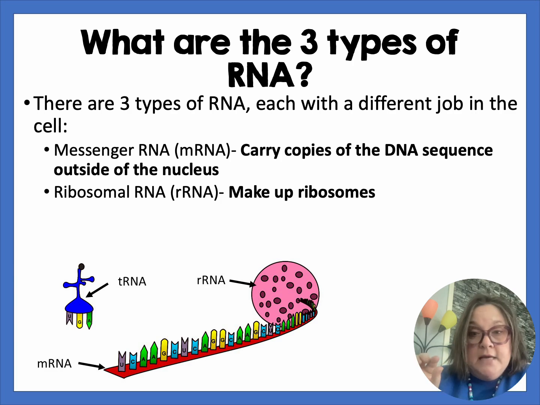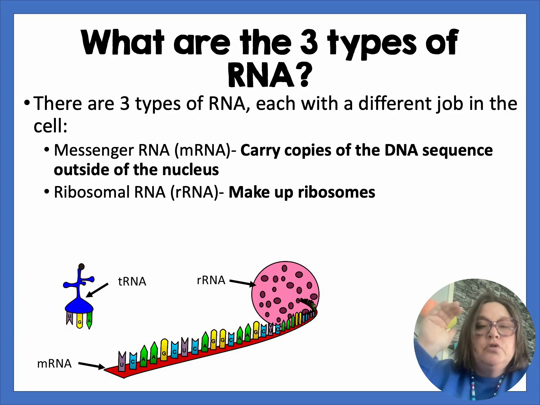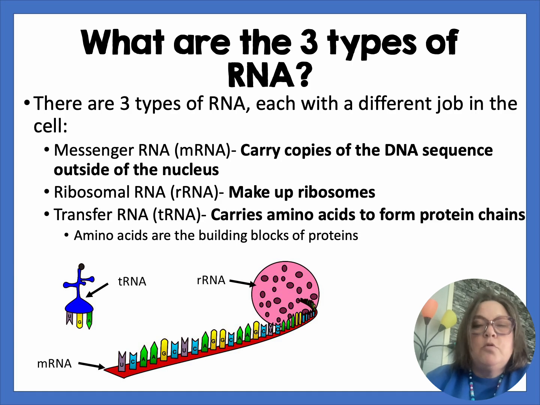Your lowercase r, all caps RNA, is ribosomal RNA. It makes up the ribosomes. So you've got your messenger that's carrying it outside of the nucleus, and your ribosomal RNA is making up your ribosomes. Then you have your transfer RNA, a lowercase t, all caps RNA. It carries amino acids to form protein chains. Amino acids are a type of protein. Your amino acids all line up in protein chains, and your amino acids are the building blocks of your proteins.